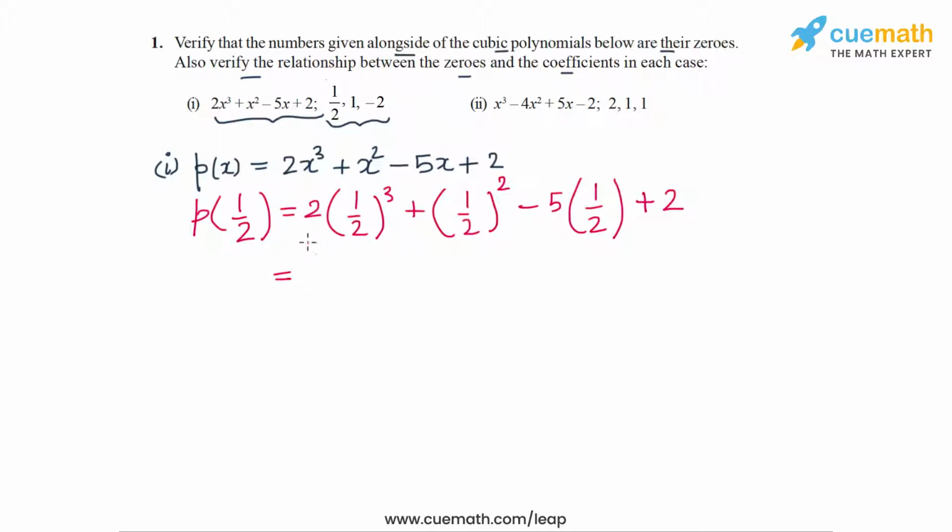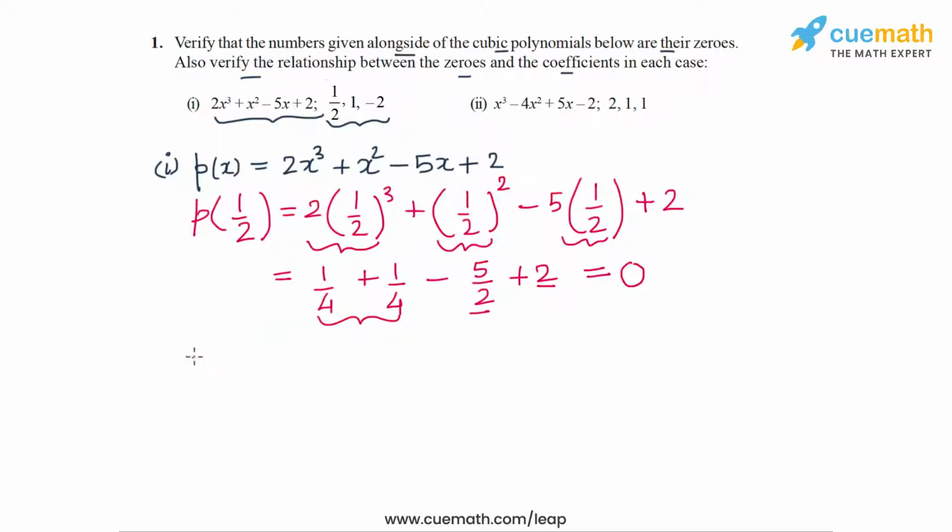So the first term, half cube is 1 by 8, so 2 into 1 by 8 is 1 by 4. Then half square is 1 by 4 again. Then we have minus 5 times half, so minus 5 by 2, and then we have plus 2. So 1 by 4 plus 1 by 4 is half, half minus 5 by 2 is minus 2, and minus 2 plus 2 is 0. So p of half is 0, which means that half is a zero of p(x).